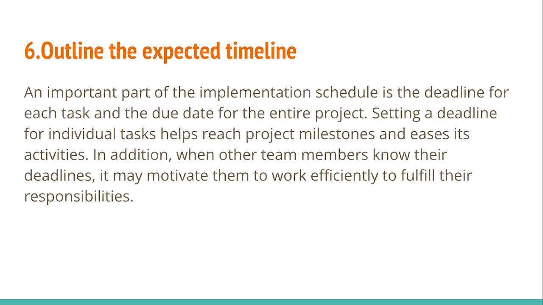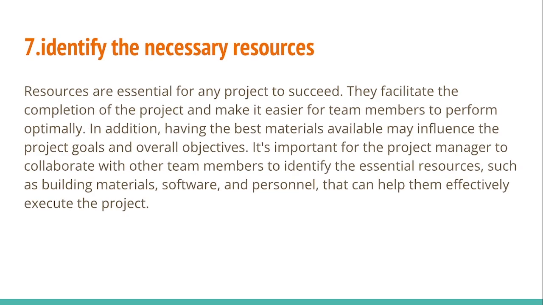If you say that you want to do this project and finish it in 3 months, and you've not given anyone a timeline, you may find tasks overlapping. So it's very important when you're doing your implementation schedule to include the timeline. This activity is going to take 2 to 3 weeks, that one 2 to 3 days. You indicate all those things. It also helps your team members to know their deadlines and motivates them to work efficiently and fulfill their responsibilities.